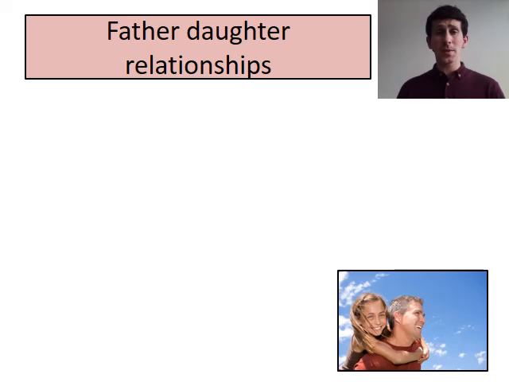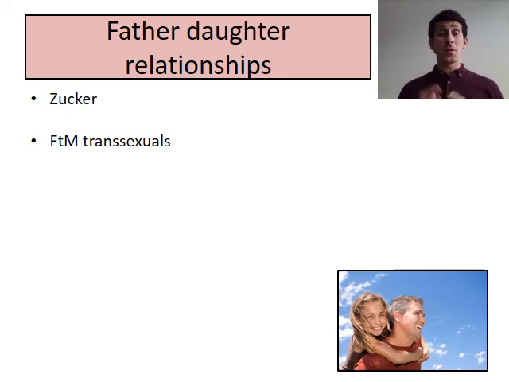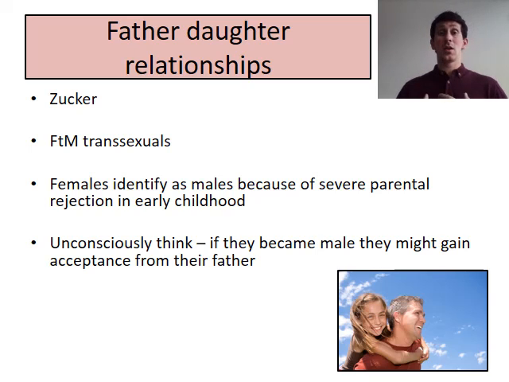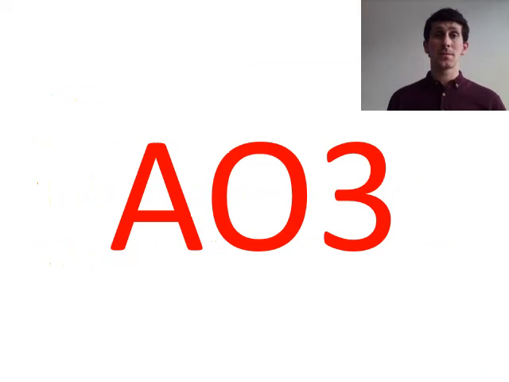Father-daughter relationships have also been shown to cause GID as well. So Zucker conducted a study on female to male transsexuals and found that females identify as males because of their parental rejection in childhood. So a young girl rejected by her father, and they unconsciously think that if they become male, they might gain the acceptance of their father. Okay, so that's another theory looking at why gender identity develops.